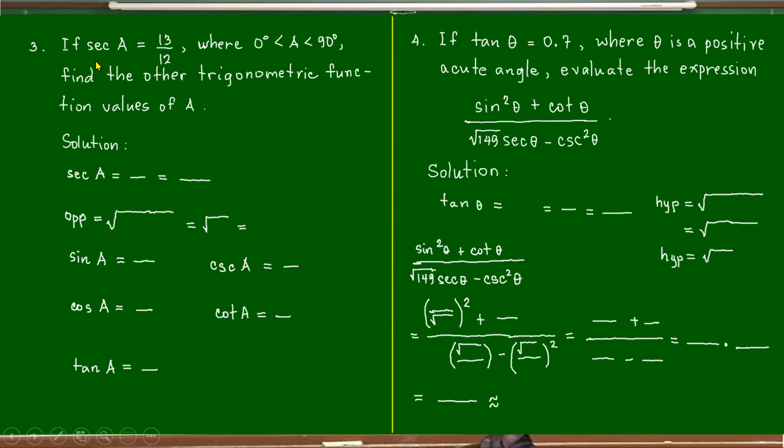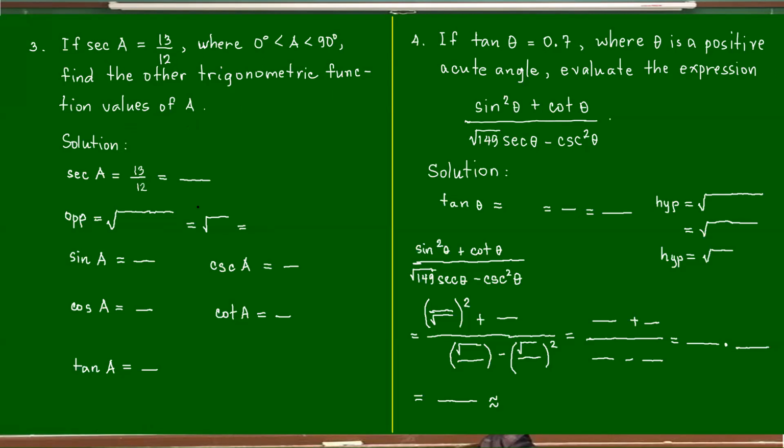Number 3. If secant A is equal to 13 over 12, where A is a positive acute angle, find the other trigonometric function values of A. So we are asked of the function values of A, knowing one of the trigonometric function values, and that is secant A, which is equal to 13 over 12. Again, A is a positive acute angle. So we know that secant A is what? 13 over 12.